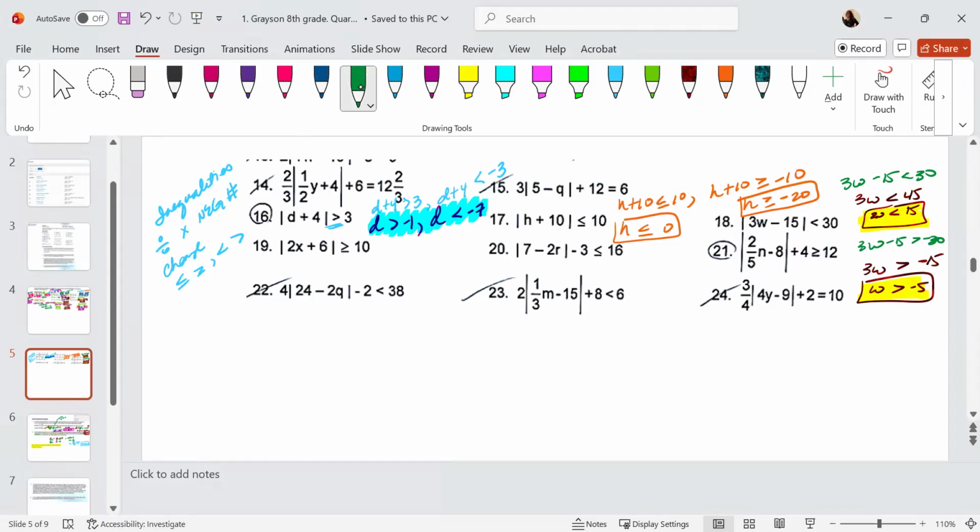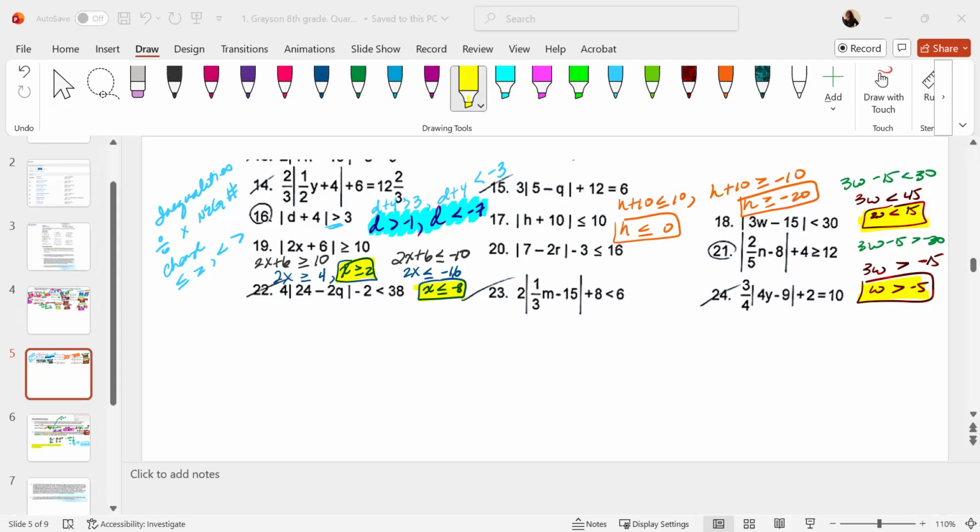Let's move on to number 19. With number 19, you have 2x plus 6 is greater or equal to 10, and 2x plus 6 is less than or equal to negative 10. 2x is greater or equal to 4, so x is greater or equal to 2. 2x is less than or equal to negative 16, so x is less than or equal to negative 8. Okay, so that was number 19.